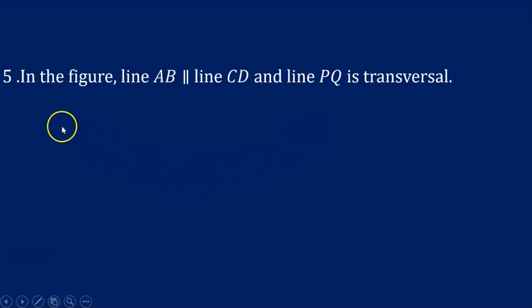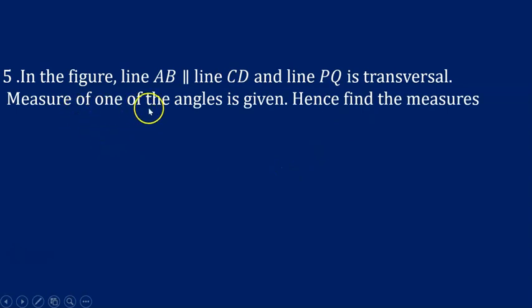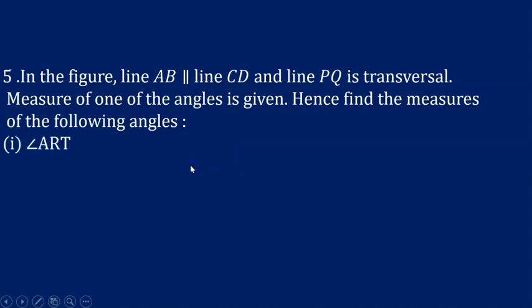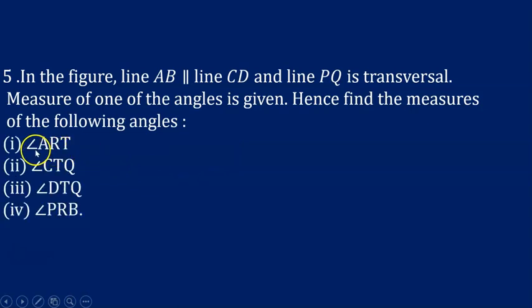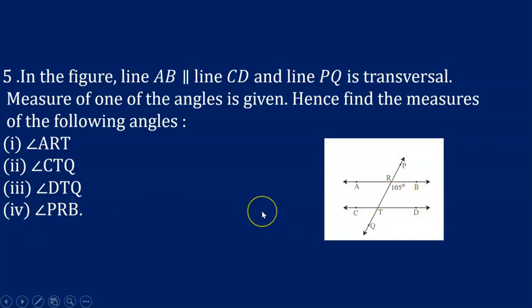Now question number 5. In the figure, line AB is parallel to line CD, PQ is transversal. Measure of one of the angles is given. Hence find the measures of the following angles: angle ART, angle CTQ, angle DTQ, angle PRB. Okay, now see, this is a very easy question.